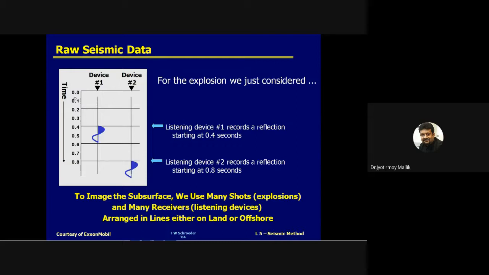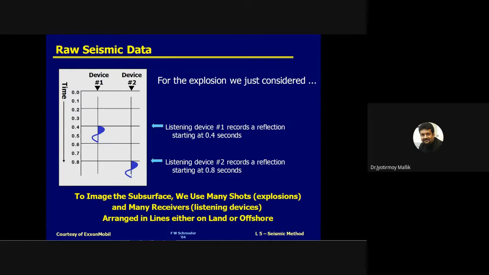In the y-axis, I have plotted two-way time. So what is happening at device 1? At device 1, what I am observing is the arrival of the first wave, the one that is reflected, right? What I am observing is that there is a positive loop and a negative loop. This is what we call a seismic wiggle, and this is nothing but a graphical representation of the arrival of the wave.